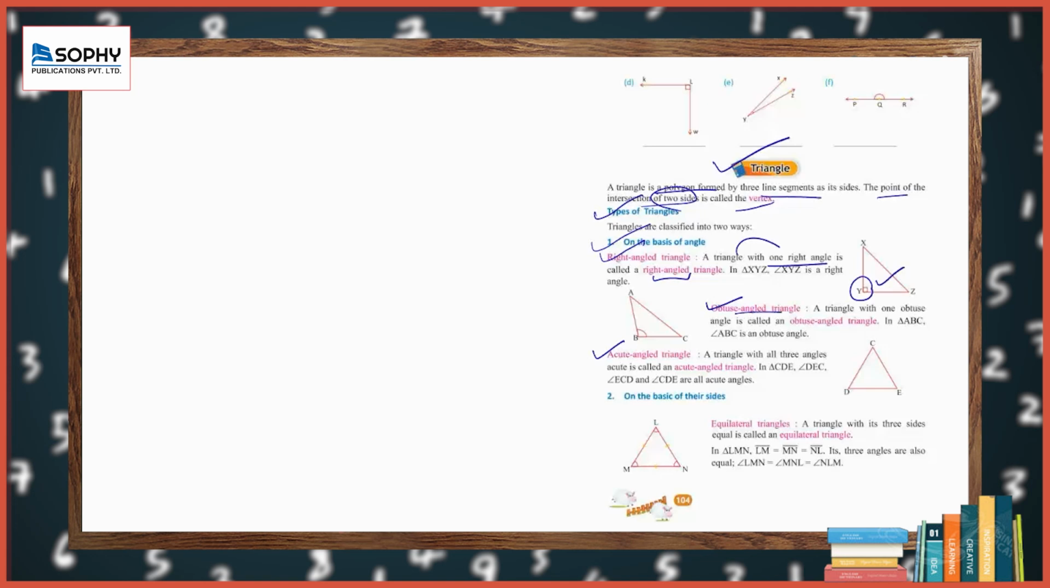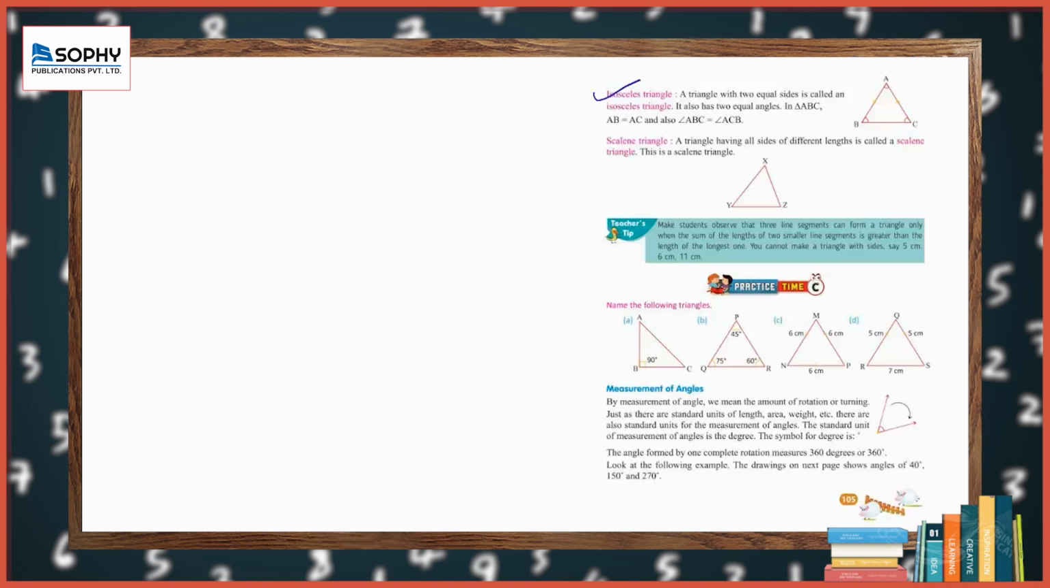In an obtuse angle triangle, a triangle with one obtuse angle is called an obtuse angle triangle. In triangle ABC, angle ABC is an obtuse angle, students. Next is acute angle triangle. A triangle with all three angles acute is called an acute angle triangle. In this triangle, angle D, angle E and angle C all are acute angles. Now let's look at the classification on the basis of sides, equilateral triangle. A triangle with three sides equal is called an equilateral triangle. In triangle LMN, all the three sides are equal, students, and also all the three angles, that is angle L, angle M and angle N, all three are equal.